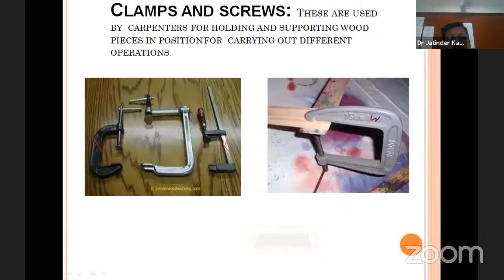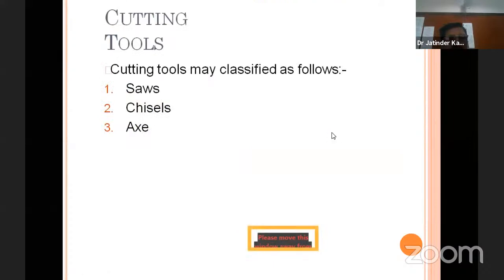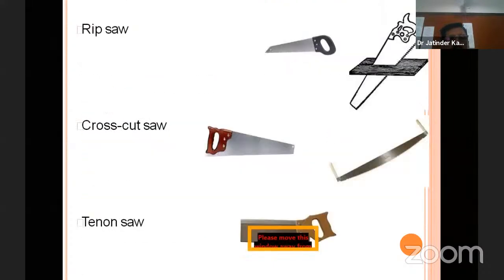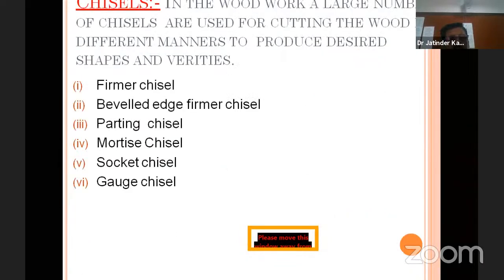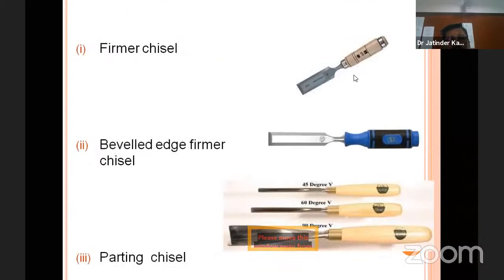Like this, clamping and screws, like this vice is there. The clamping and screw systems are there. Cutting tools are there: rip saw, cross cut saw, tenon saw. Students use these saws, right? Dovetail saws. Then chisels. These are chisels used by carpenters: firmer chisels, parting chisels. So what is the function? Why is the design of the firmer chisel such?